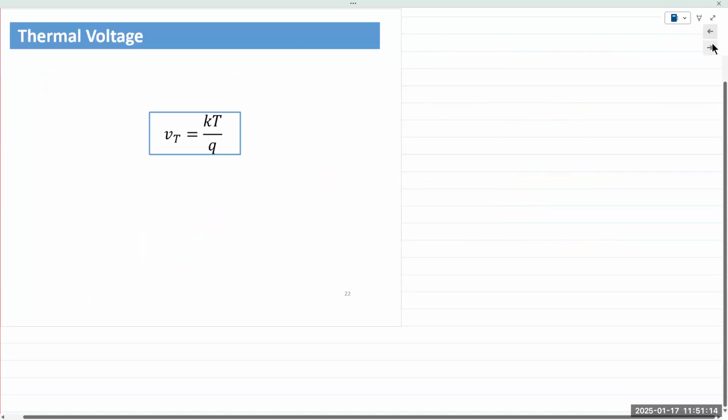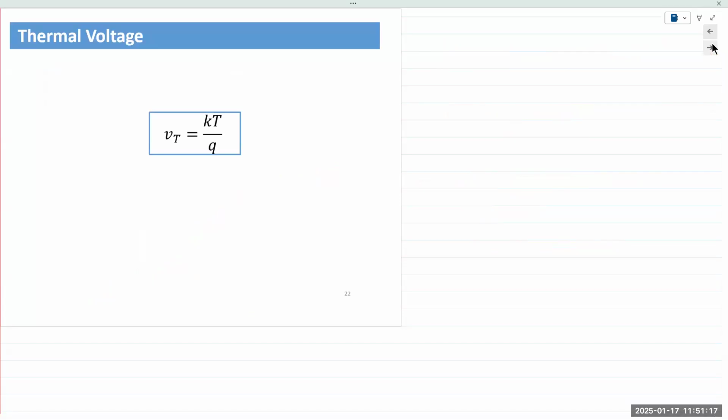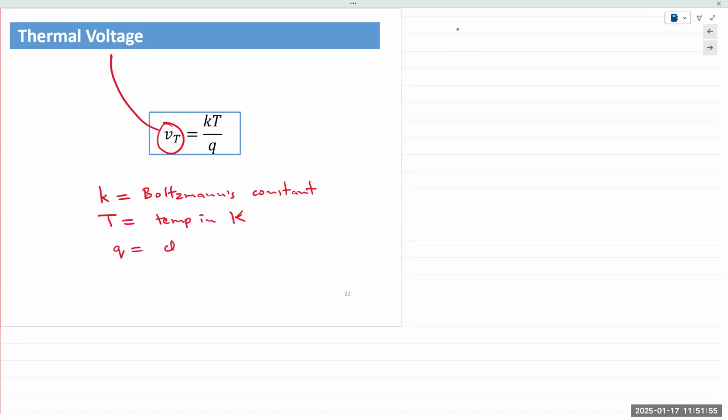There's another quantity that we will use in many of our equations, known as the thermal voltage. Thermal voltage occurs due to two dissimilar semiconductor types. Vt is the thermal voltage. K is the Boltzmann's constant. T is temperature in Kelvin. And Q is 1 unit charge.